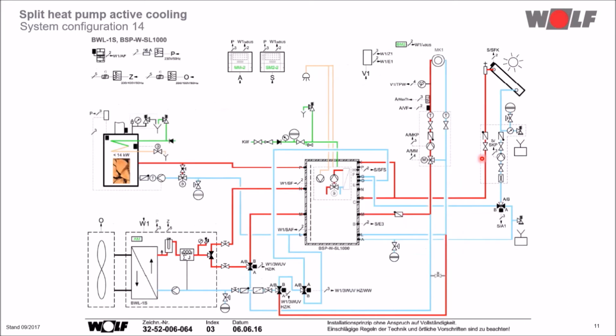System configuration 14 is a combination with a BSP, optionally with a wood boiler and a solar system. Here, the cooling mode is also deactivated by the factory setting. The BSP is connected as a separating tank. It's advisable to uncouple the BSP hydraulically for the cooling mode. Therefore, you have to install 2 3-way valves, one in the heating flow and one in the return. They get connected in parallel in the indoor unit.